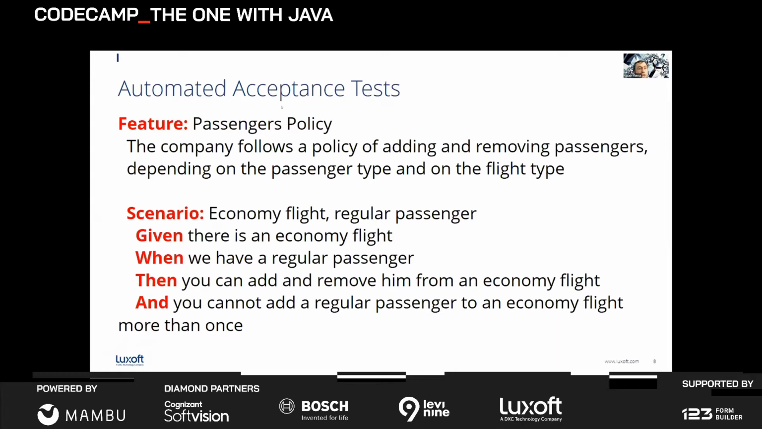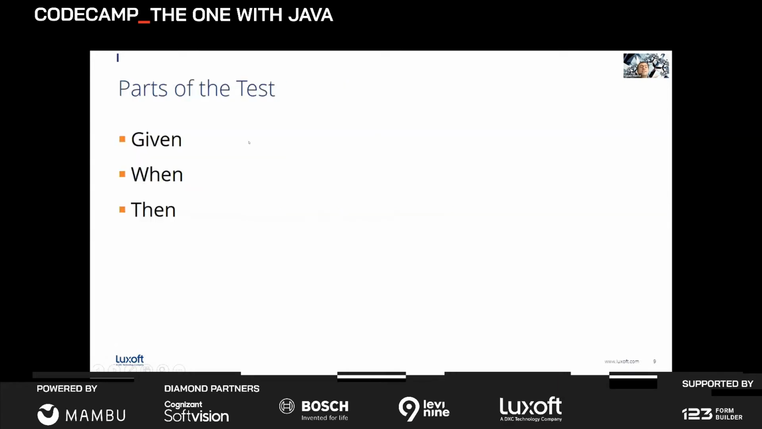So we have the feature of passenger policy. We're saying that the company follows a policy of adding and removing passengers, and we follow this scenario when we say we have an economy flight and a regular passenger. Given there is an economy flight, when we have a regular passenger, then you can add and remove him from an economy flight, and you cannot add him more than once to that economy flight. This is a scenario, and the essential parts of the test are given, when, then. These are the essential keywords of behavior-driven development.